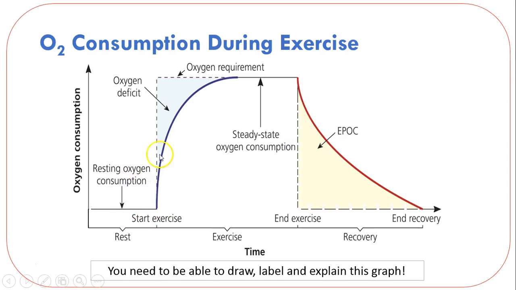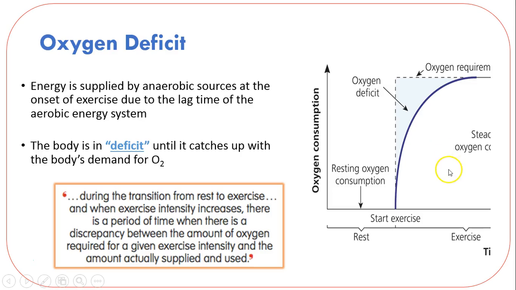our oxygen consumption patterns. So this line is our oxygen consumption. Looking at this area that we call oxygen deficit, looking at this area that we call steady state, and looking at this area that we call EPOC. Okay, so I'm going to go through each of those components. First one I'm going to go through is oxygen deficit.